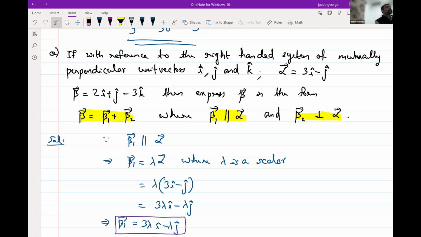Is it clear, the first step? Two vectors are parallel means one vector will be the scalar multiple of the other. Clear? Scalar is lambda. So the first step is noted. Beta 1 vector is lambda times alpha vector. Then we have to substitute for alpha vector.